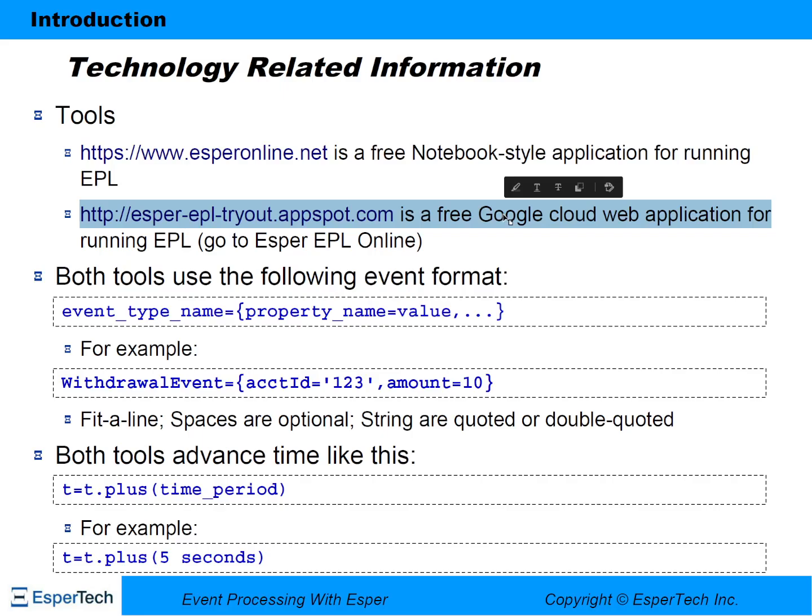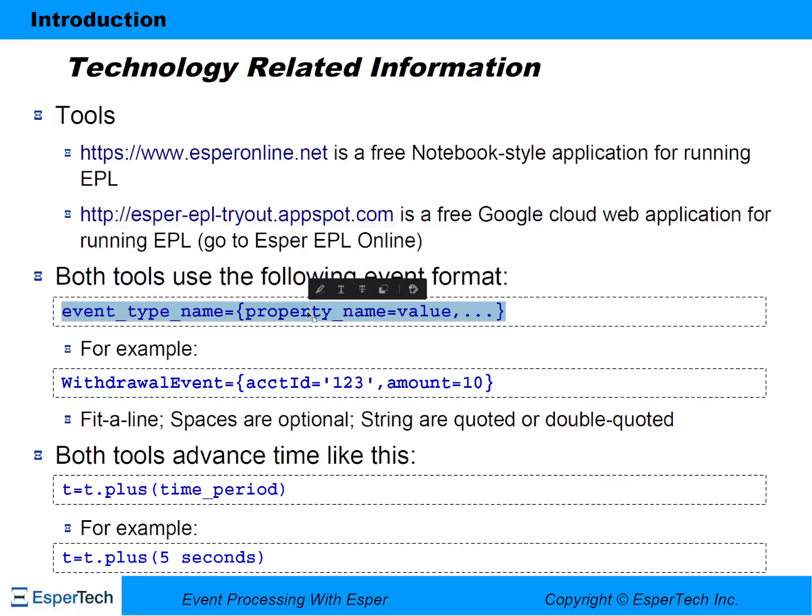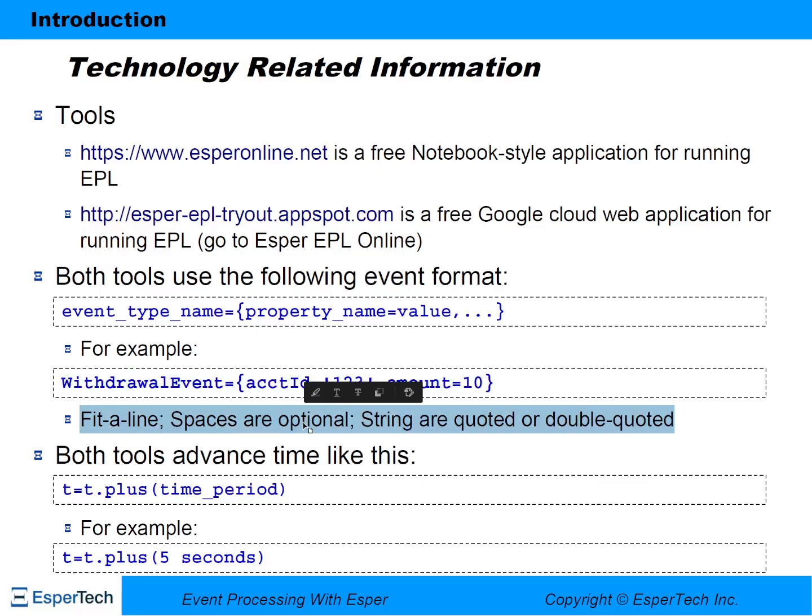Both tools use the same format for event input. The format consists of the event type name, then an equals character, then curly braces, and then a list of event property names and values. For example, WithdrawalEvent = {acctId = 123, amount = 10}. Each event must fit into the line. The tools don't support multi-line events currently. Spaces are optional and strings are quoted or double quoted.